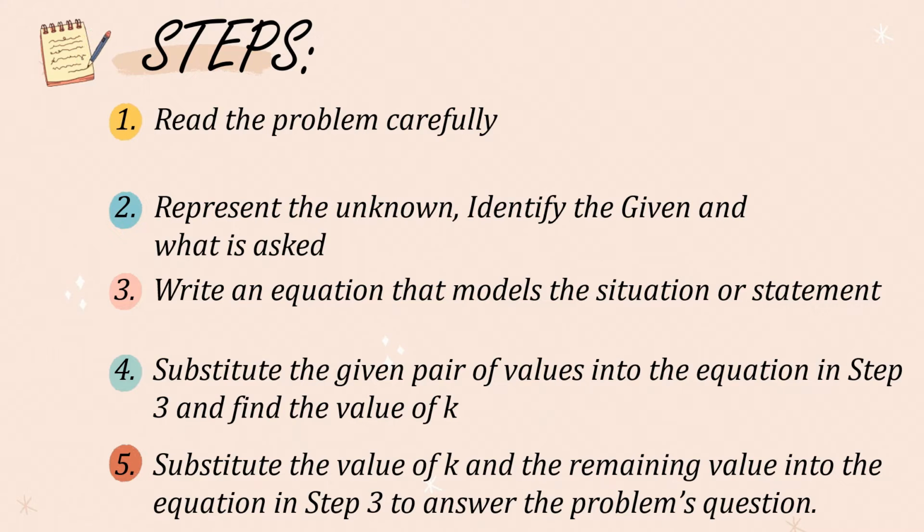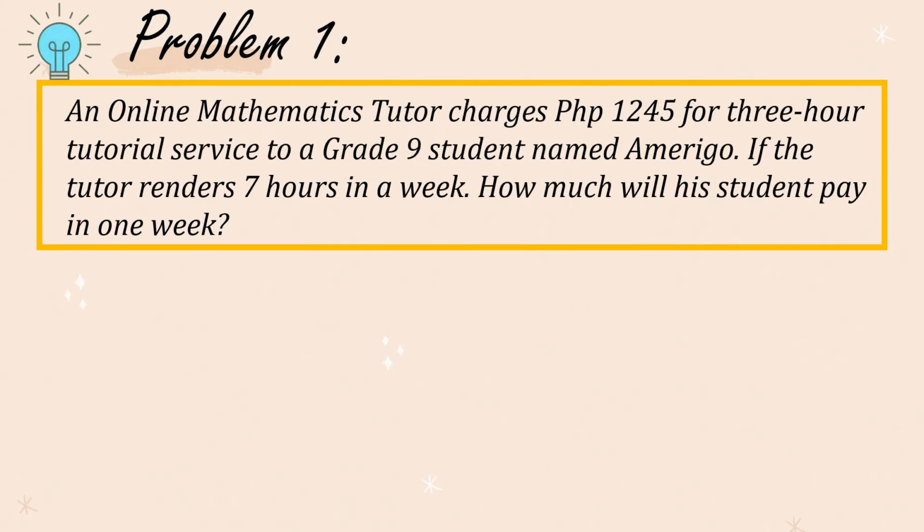Since we already know the steps, I think we are now ready for problem number 1. Let us now read our problem number 1. An online mathematics tutor charges 1,245 for a 3-hour tutorial service to a grade 9 student named Amerigo. If the tutor renders 7 hours in a week, how much will his student pay in 1 week? So, after reading, just like in our steps, the next thing that we need to do is find the given. So, let us now find the given in this problem.